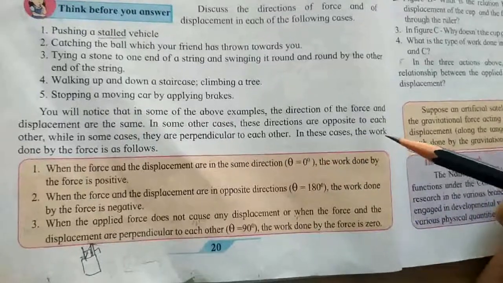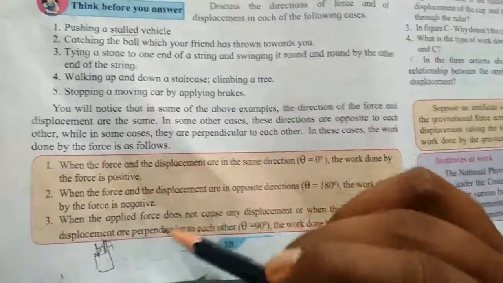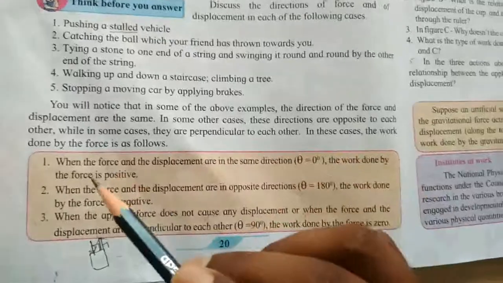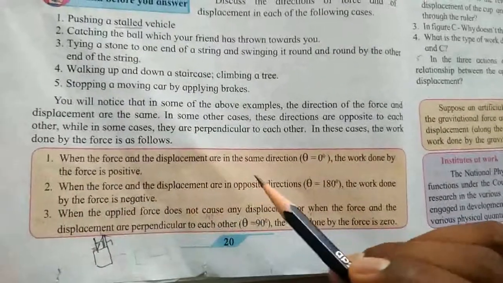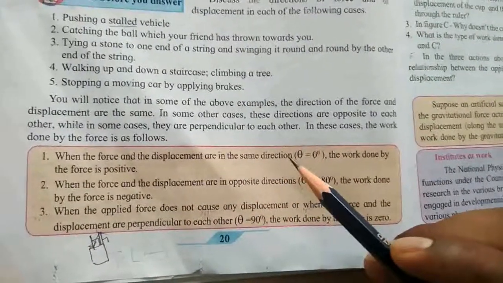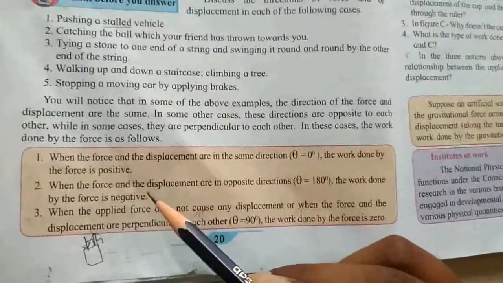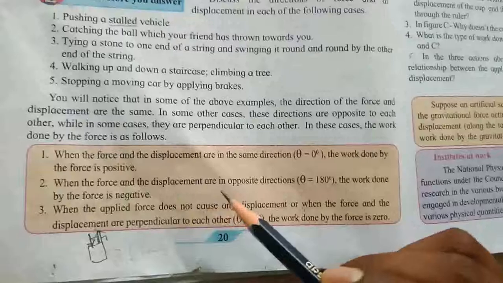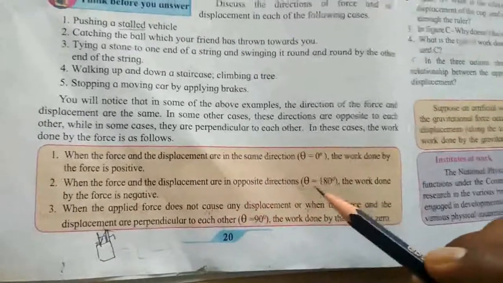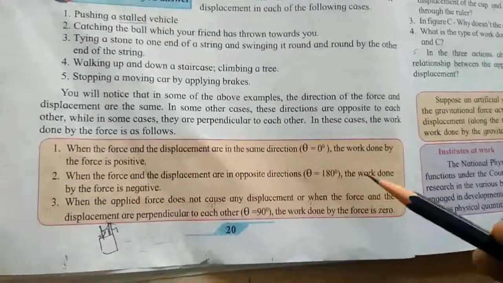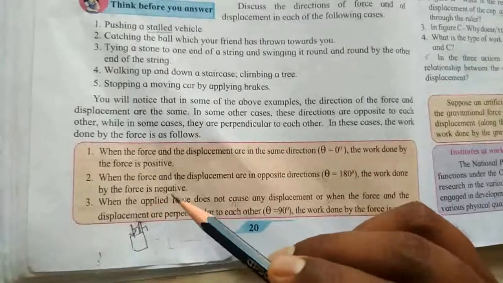So in these cases, the work done by the force is as follows. These three conditions: when the force and the displacement are in the same direction, that is theta is equal to 0 degree, the work done by the force is positive. Second condition, when the force and the displacement are in opposite directions, that is theta is equal to 180 degree, the work done by the force is negative.